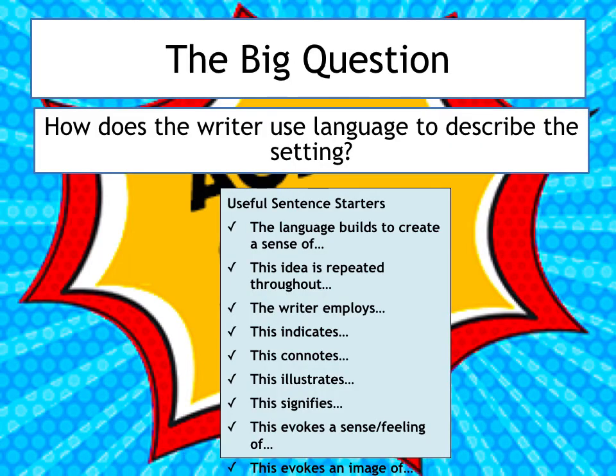And then finally, your big question. So obviously building on and using everything you've annotated, clapped, exploded, I'd like you now to answer the question, how does the writer use language to describe the setting? Some sentence starters are on the screen in front of you to help you.